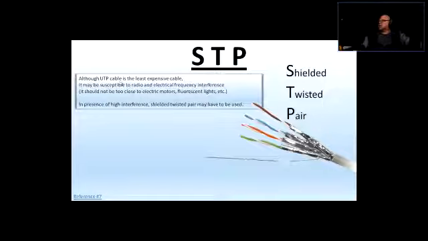Now let's just say what I wrote here about a year ago or so. Although UTP cable is the least expensive cable, it might be susceptible to radio and electrical frequency interference. It should not be too close to electronic motors, fluorescent lights, etc. Yes, a very good point that I made. Give myself a pat on the back.